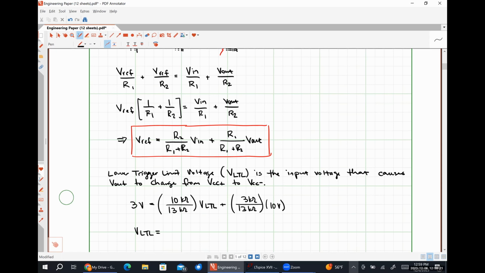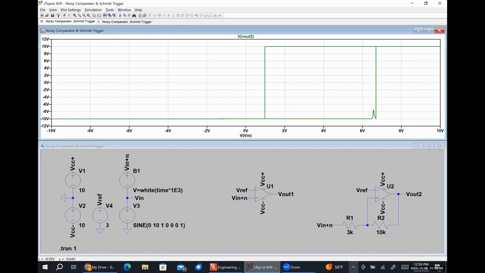Three volts is equal to, so our reference voltage is equal to everything to the right-hand side of the equal sign. Let me make that equal sign a bit more clear. 0.9 volts. Okay. If we look back on our graph, I would argue that's pretty close to 0.9 volts. So this is where we transition from high to low. So this voltage is our lower trigger limit.